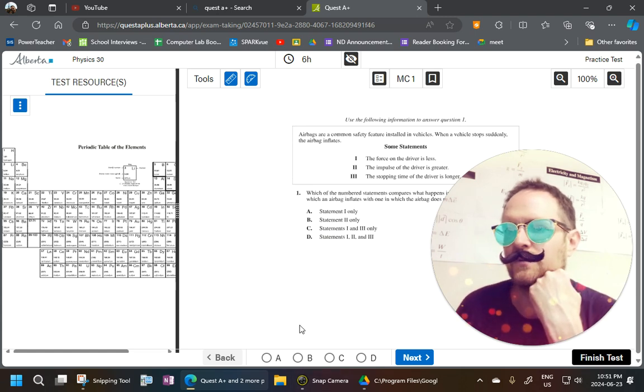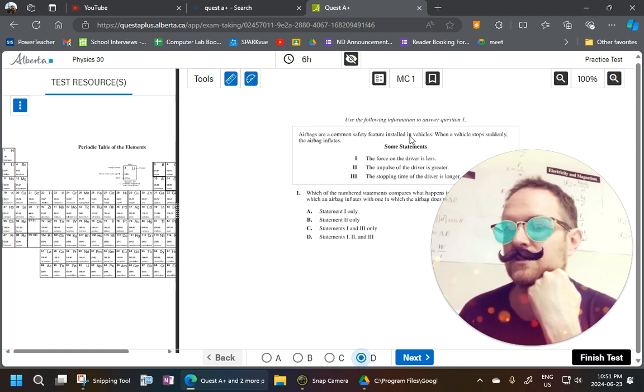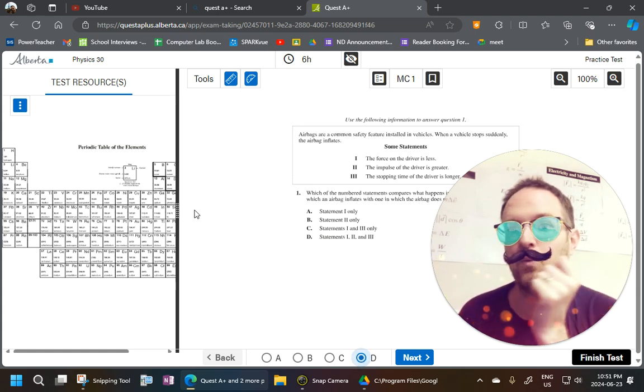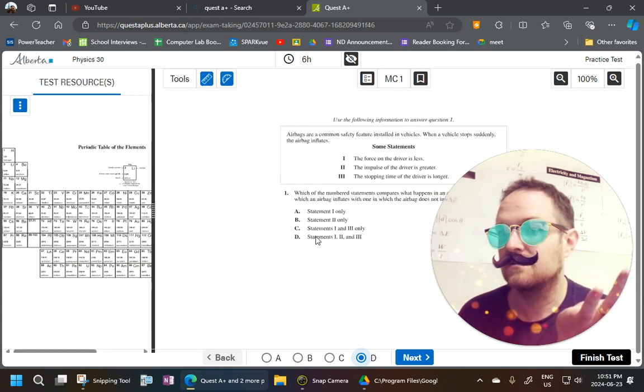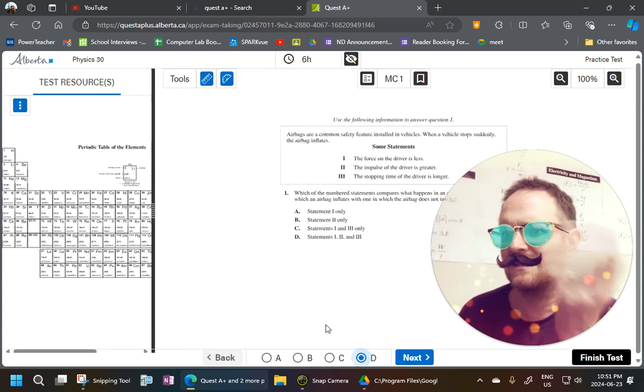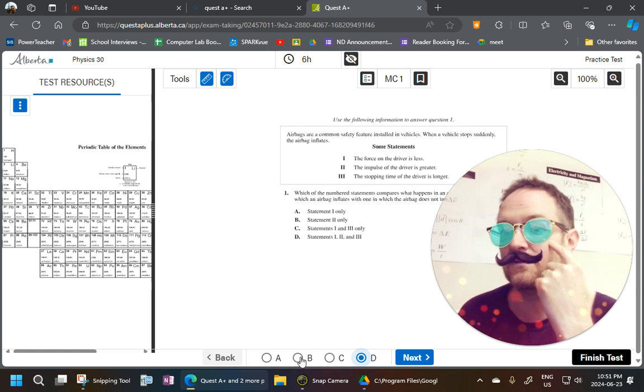So we got airbags. Why are they used? Well, obviously, they're used to increase time. But let's talk about why, all right? It's not the other two answers, right? Actually, just one second. I'm just going to say increase time. Number 3. The force is less and increased time, so it's got to be C.